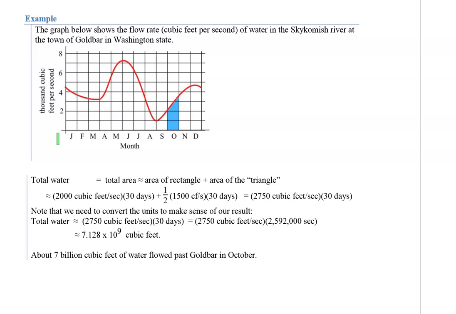And knowing what we know about our basic shapes from previous courses, we could simply calculate that. The total water would be the area of our rectangle added to the area of that triangle. Following suit, you can see our calculations here. And so we come out to be about 7 billion cubic feet of water flowing past Gold Bar in October. I didn't want to gloss over those calculations, but I'm pretty sure you could do those yourself.